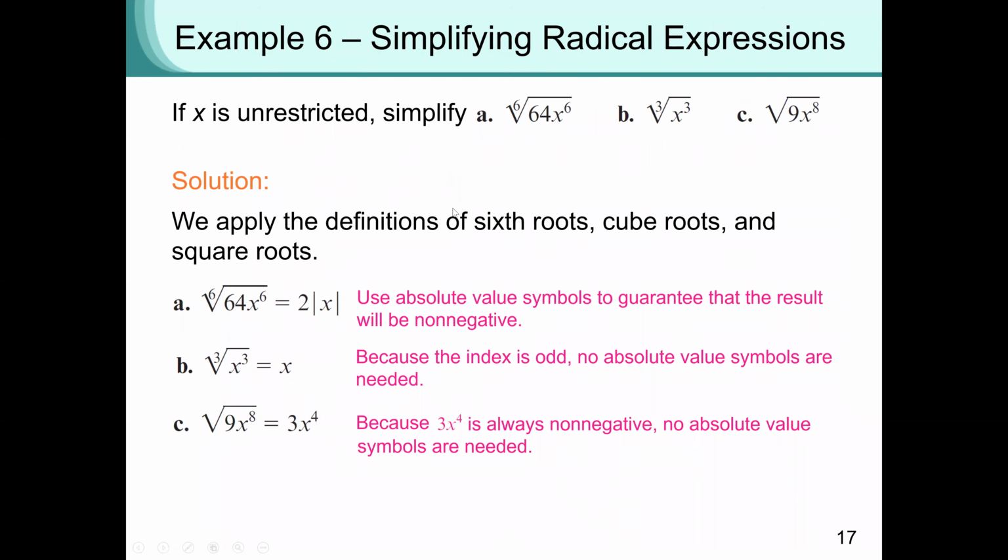So let's see one example here. Here we'll have the root of 64x to the power 6. Same process we used to solve the rational exponent. Root 6 is a 1 over 6 exponent. So I know 2 to the power 6 is 64. So I'll get 2 to the power 6 times 1/6. I'm using the root, so the answer will be 2.